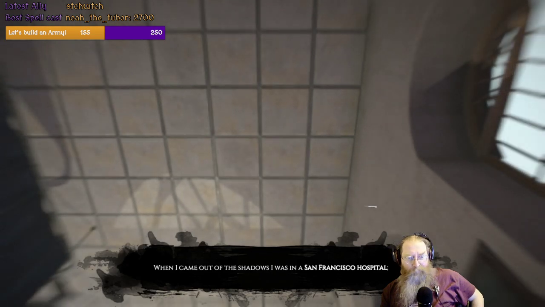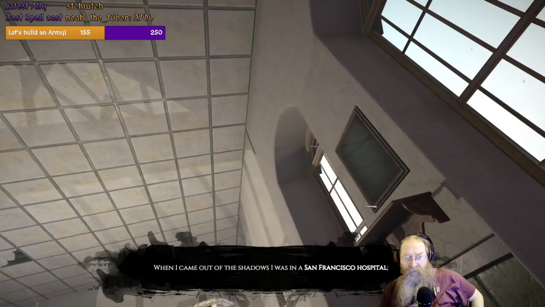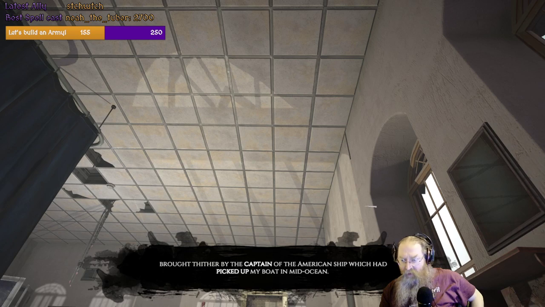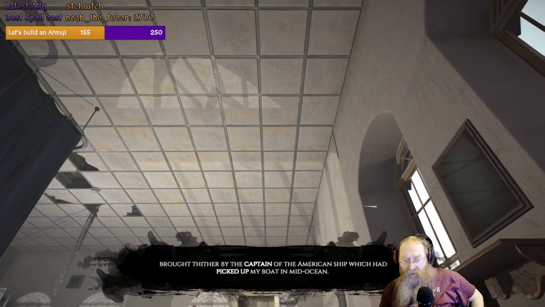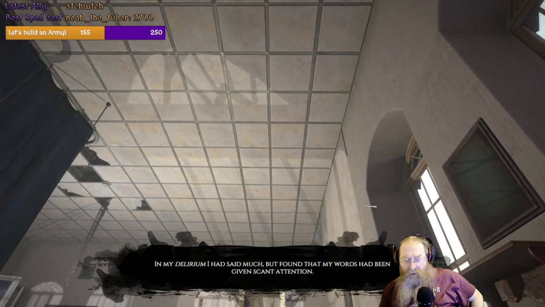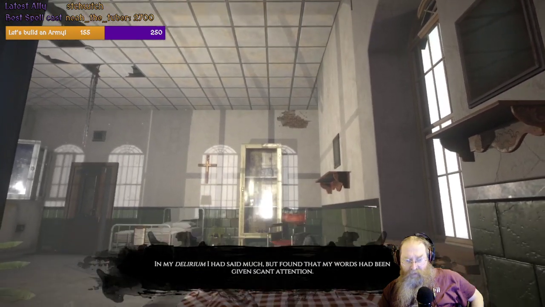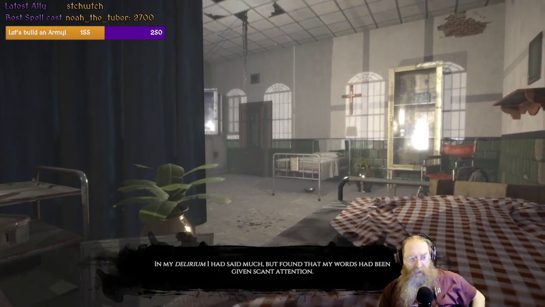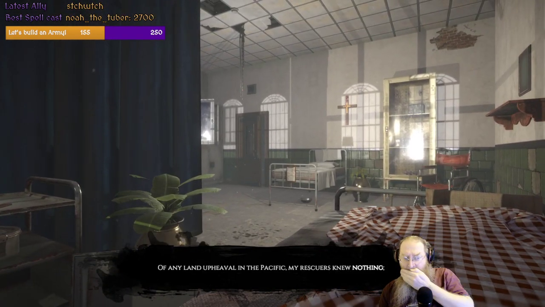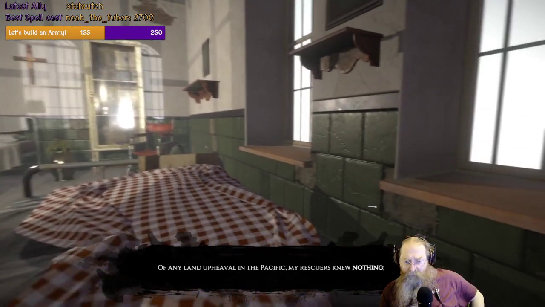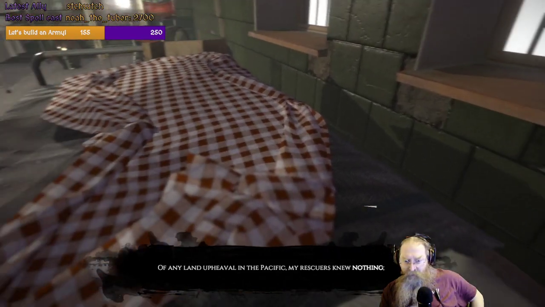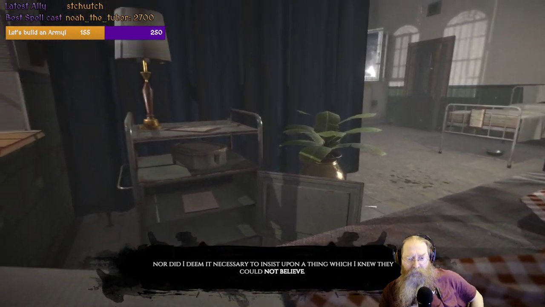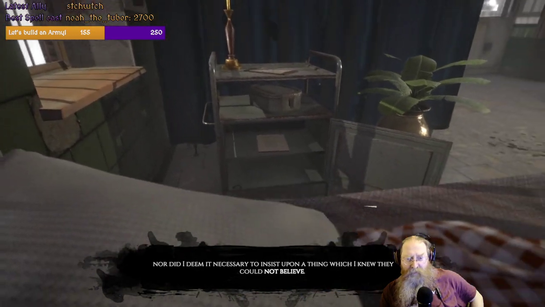When I came out of the shadows, I was in a San Francisco hospital, brought thither by the captain of the American ship which had picked up my boat in mid-ocean. In my delirium, I had said much, but found that my words had been given scant attention. Of any land upheaval in the Pacific, my rescuers knew nothing. Nor did I deem it necessary to insist upon a thing which I knew they could not believe.